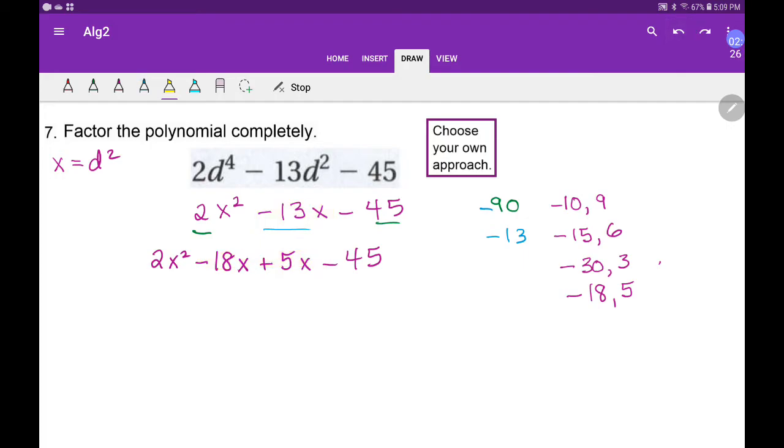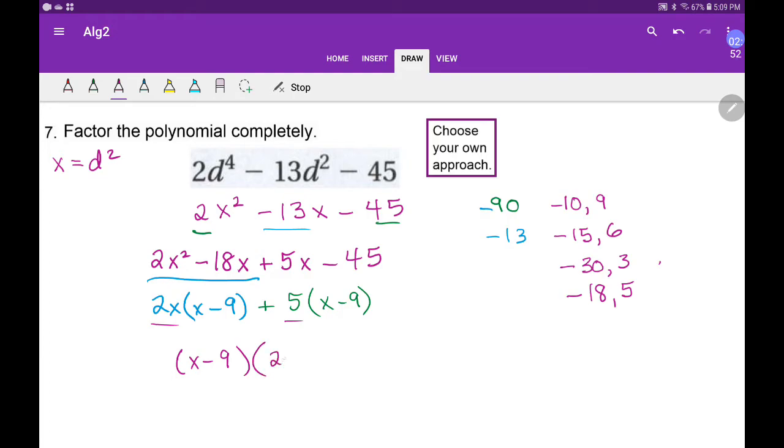Okay. And now it is a little bit like grouping because I have, for these first two, I'm going to say 2x will come out, and it's x minus 9 left inside. And then we'll say, it looks like a 5 will come out, so 5 comes out, and I have x minus 9 again. So I know that x minus 9 is one of my factors. And also 2x plus 5. And it didn't ask me to solve, so I won't set it equal to 0 and solve for the x's. But that is factored now.